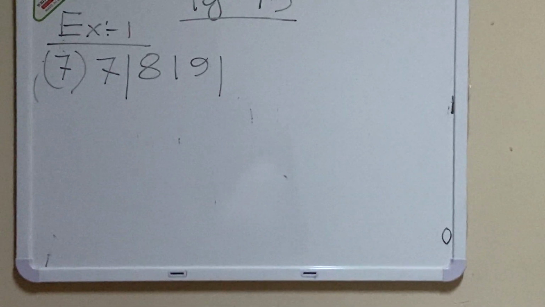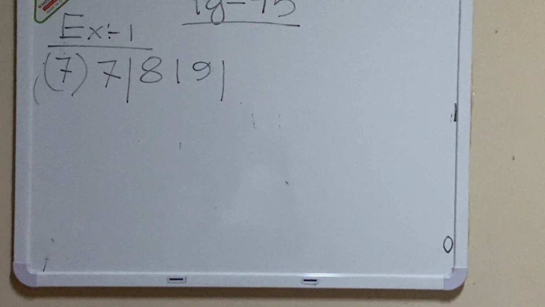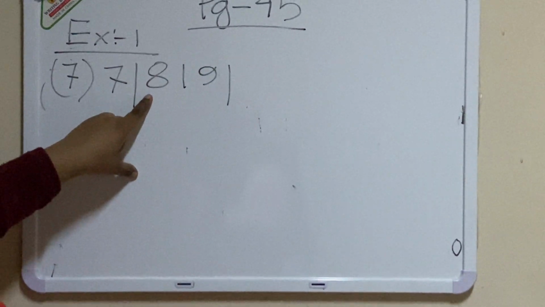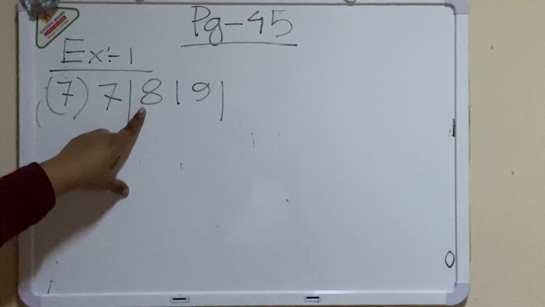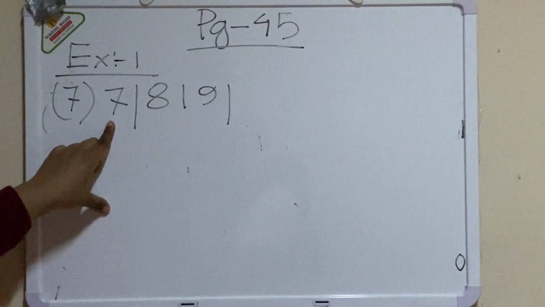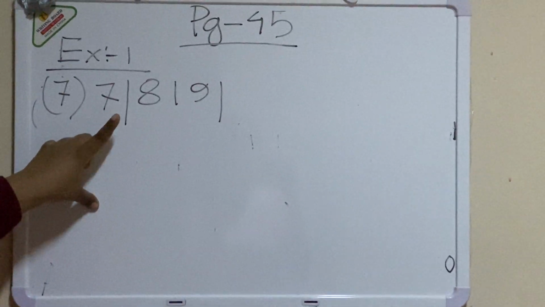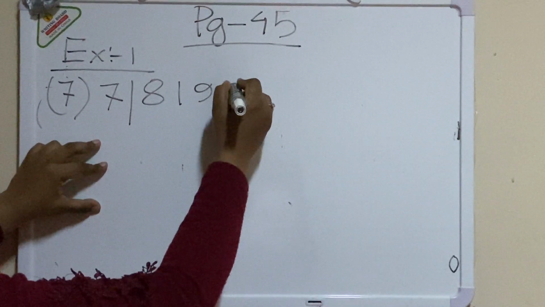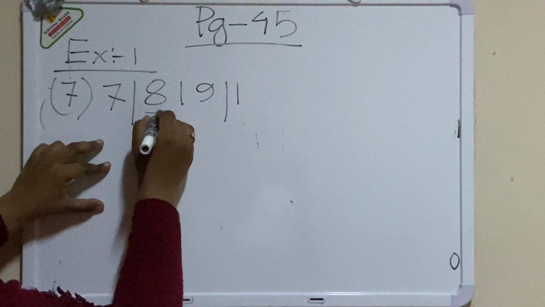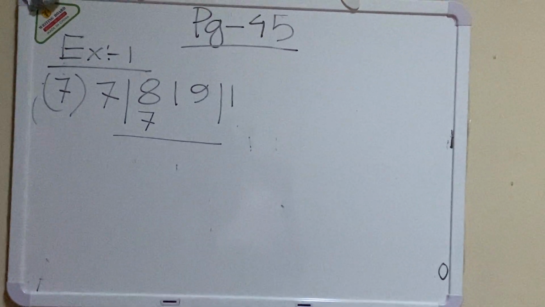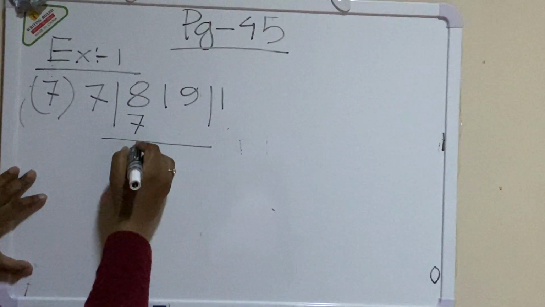Always look here, in every division process I will take the number from the left side, first one. So 8 is greater than 7, so I can divide the 8 by 7. I can write 7 ones are 7, because if I go further the result will become big. 8 minus 7 is 1.